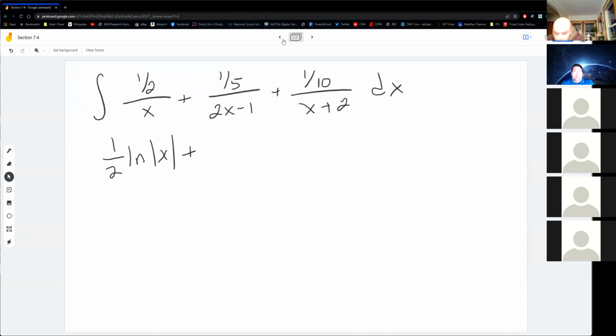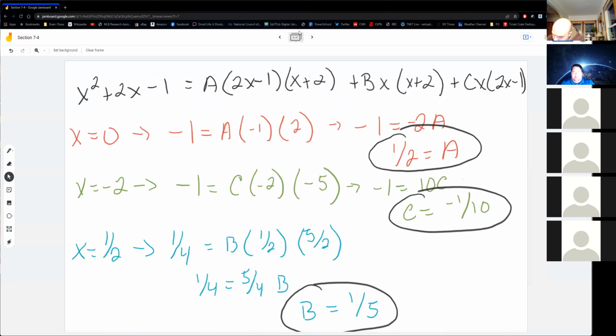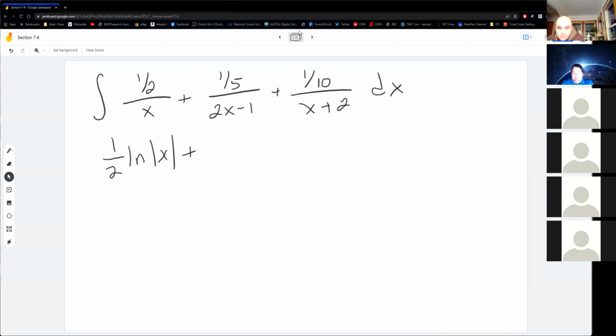Oh wait, sorry. That wasn't a negative sign. I missed it. The integral of the last one is -1/10 ln of x plus 2. And everybody's going, wait, you missed the middle one. Yes, on purpose.